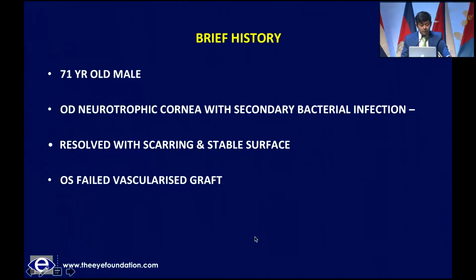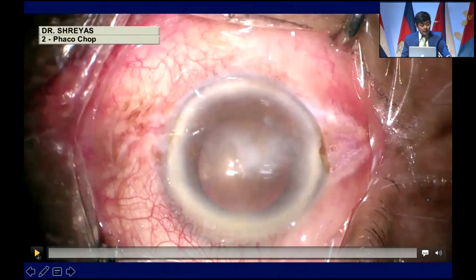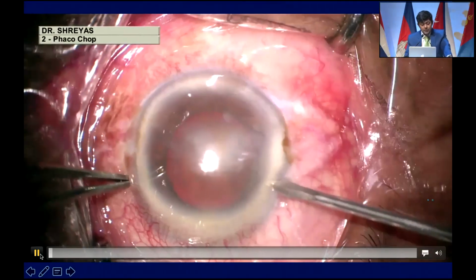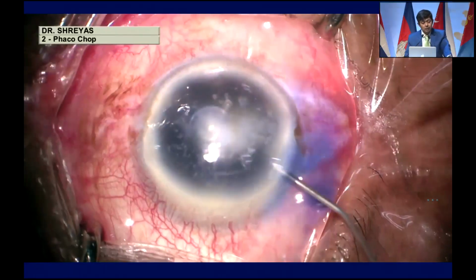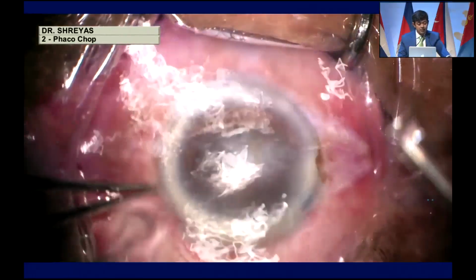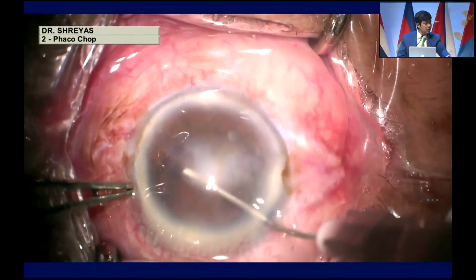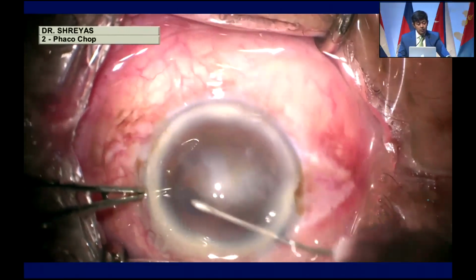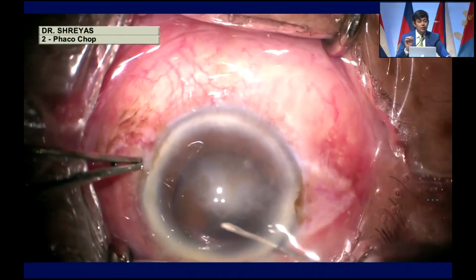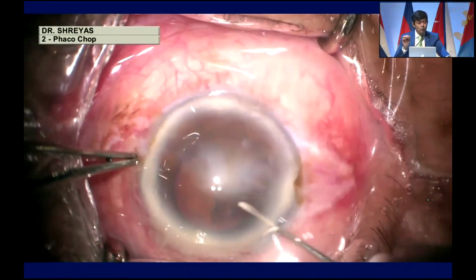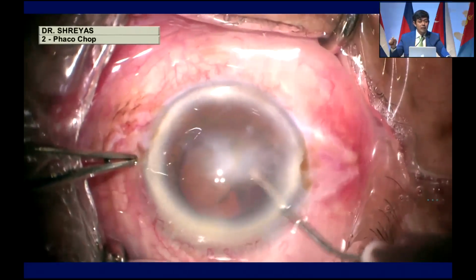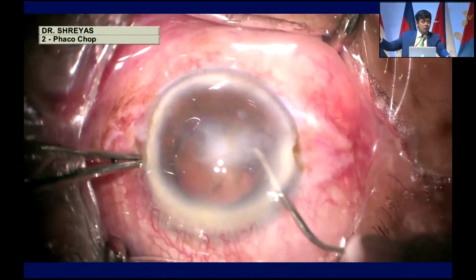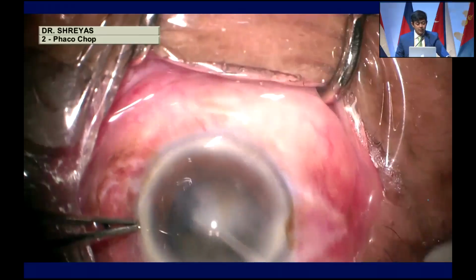Quickly showing another example of a patient who presented with a bacterial infection, resolved with scarring, has a stable surface now, but the other eye had a failed vascularized graft. Now, it would have been tempting to do a combined triple procedure. Doing a PK with a cataract surgery in this patient would have been an easier surgery as well. But this patient had a significantly neurotrophic cornea. So again, if you do a penetrating keratoplasty, it's only a matter of time before we end up with a failed vascularized graft like he has in the other eye.